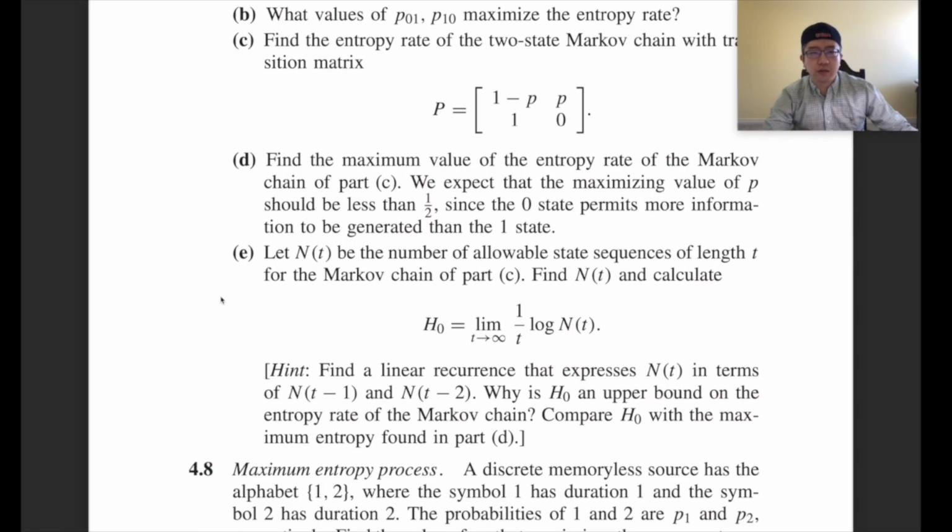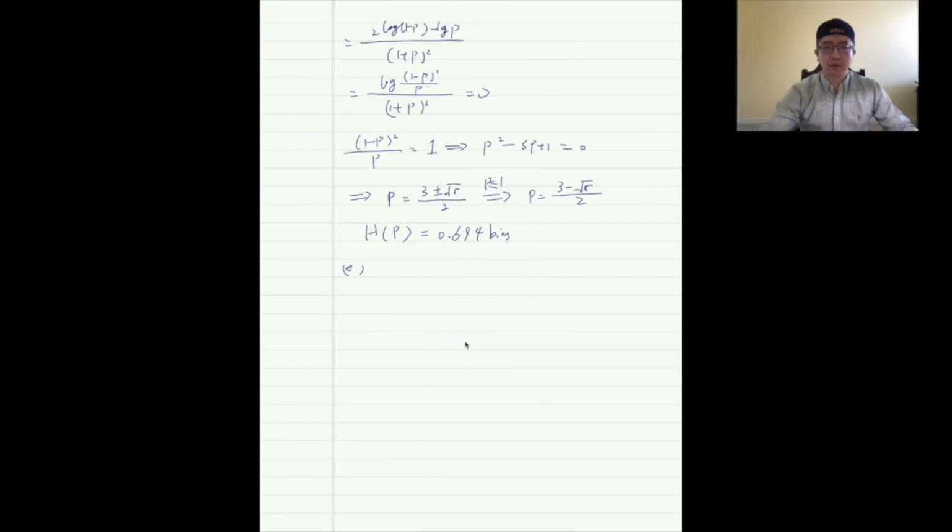Here we let nt be the number of allowable state sequences of length t for the Markov chain in part C, right? So this guy. So now we need to find nt and compute this value, right? So now let's see how we can compute it. Basically, the best way to find the relationship between nt and nt minus 1 and nt minus 2 is to illustrate from scratch and see the rules, right?